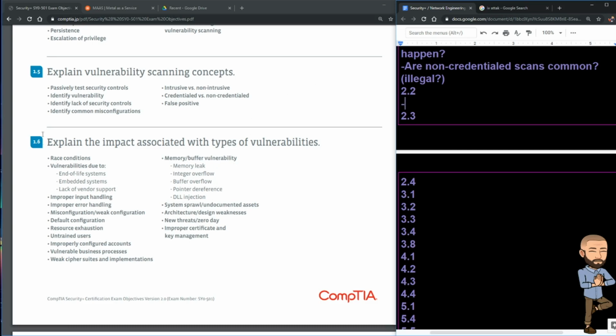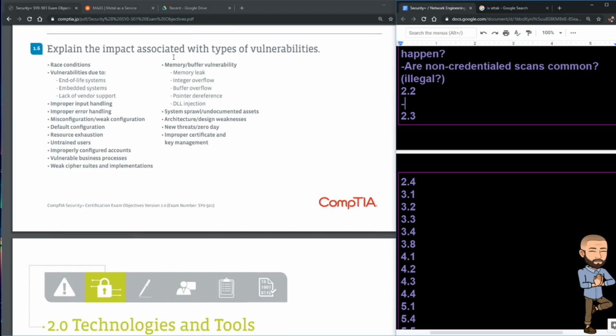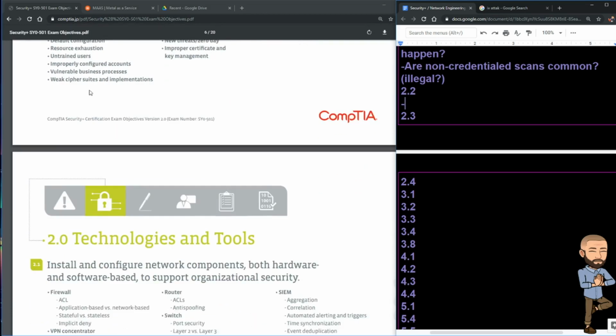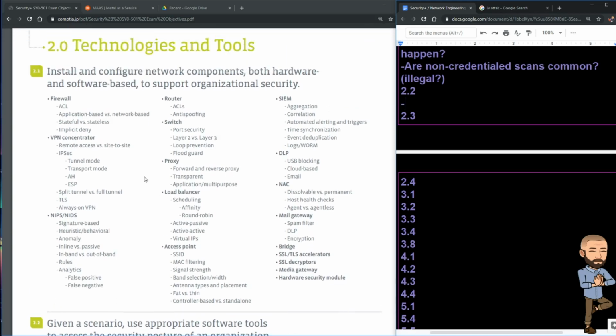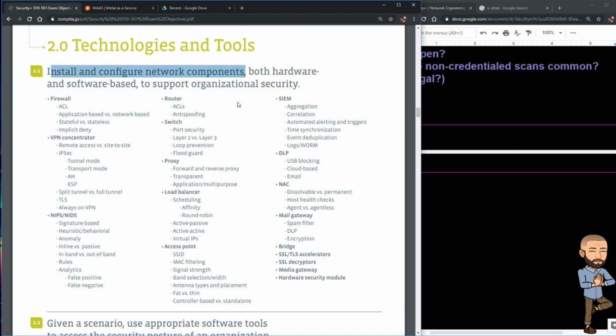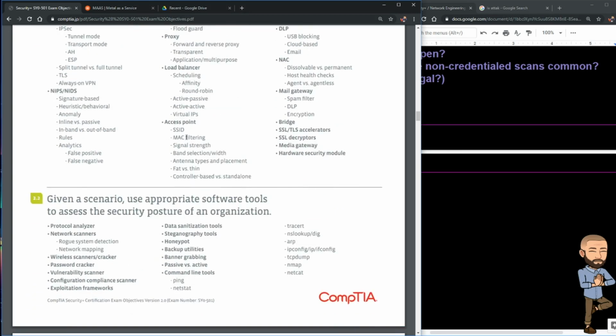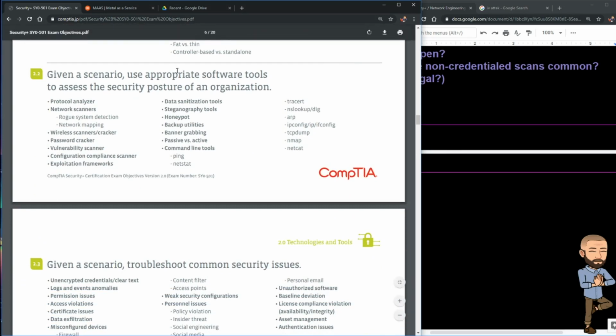Alright, so the next objective, explain the impact associated with types of vulnerabilities. I'm going to skip it. 2.1, install and configure network components, both hardware and software based, to support organizational security. I think the more YouTube videos you watch on configuring network components, the better off you are. I suggest Lawrence Systems videos for that. But as you can see, there's a lot to that particular objective.